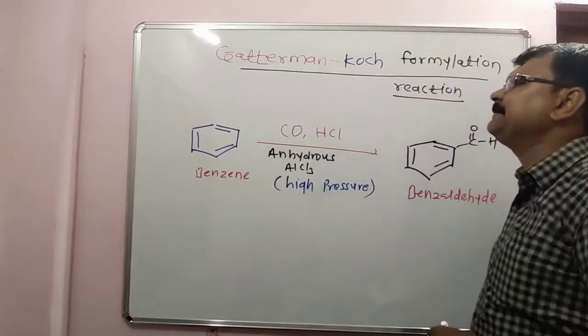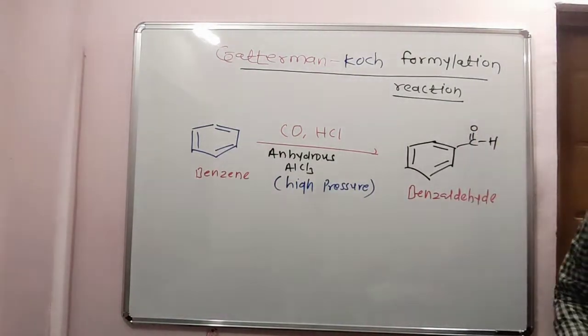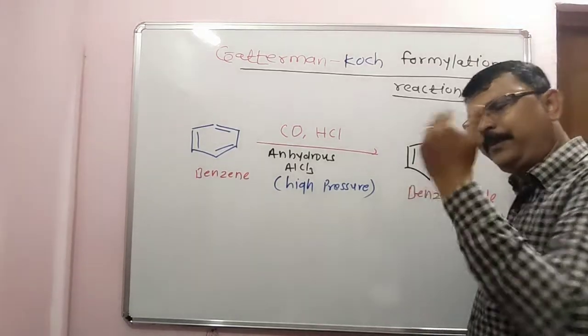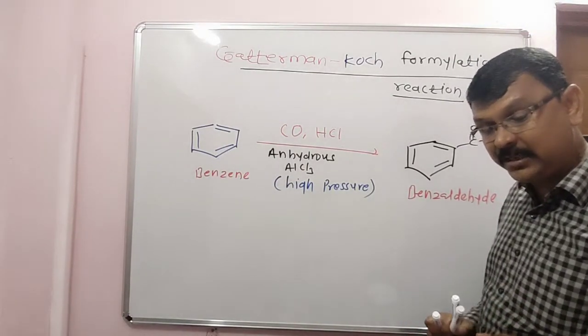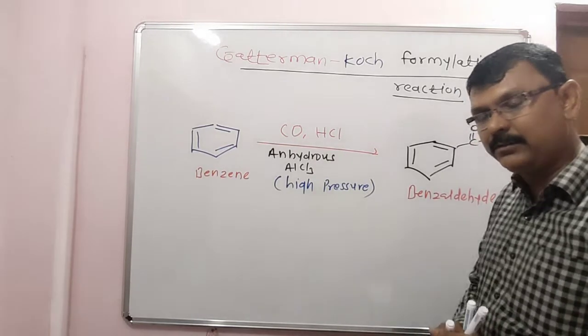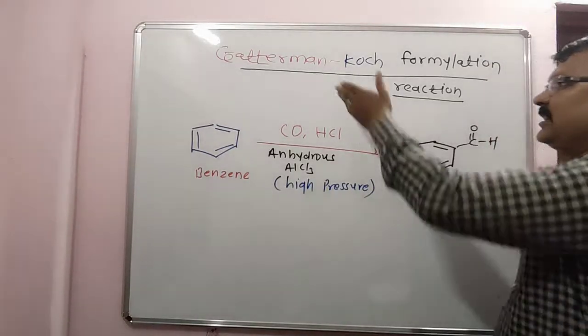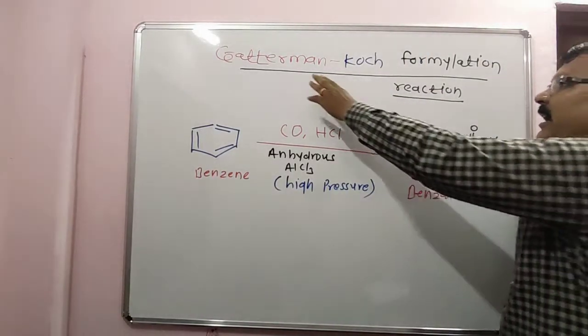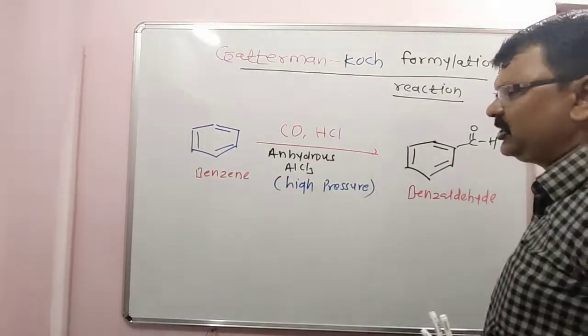This reaction is called a Gattermann-Koch formylation reaction. Look here, this is a substituted benzaldehyde. The first reaction we studied, the side chain reaction, is the preparation of benzaldehyde from toluene. This is the commercial method. But this reaction is the Gattermann-Koch formylation reaction. Let us explain it.